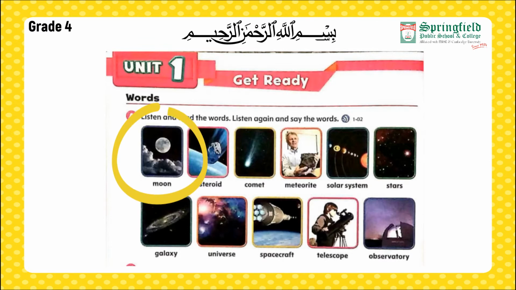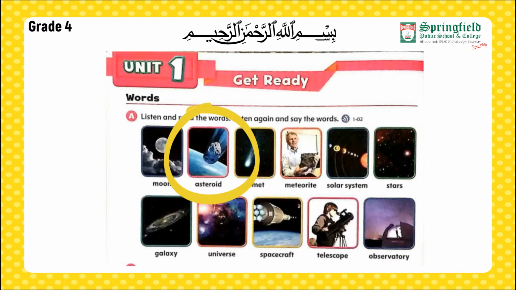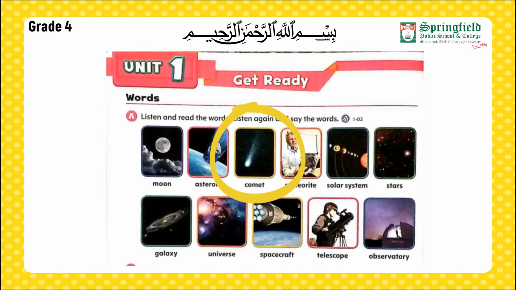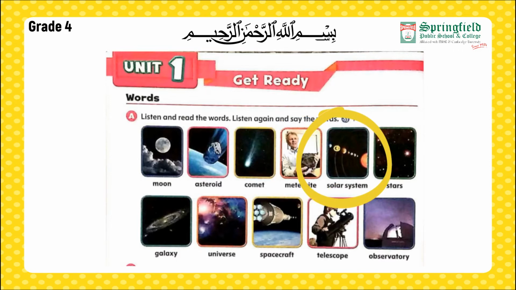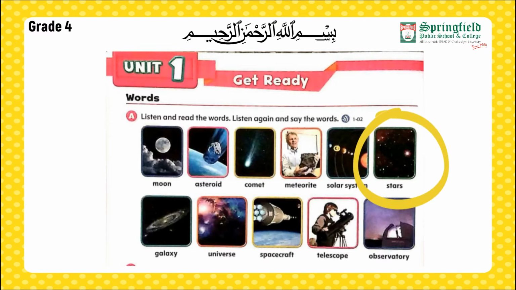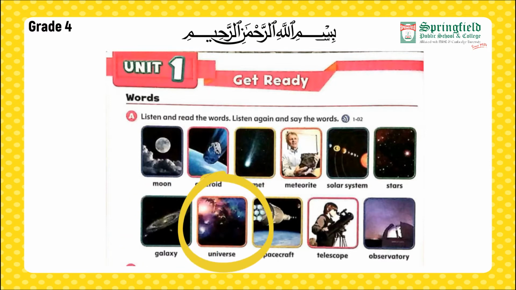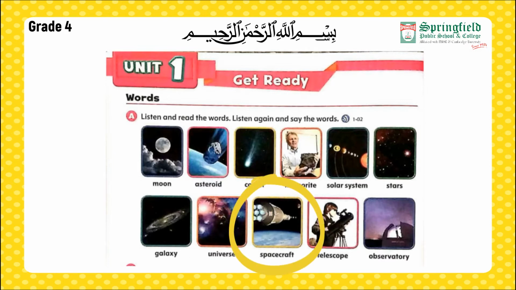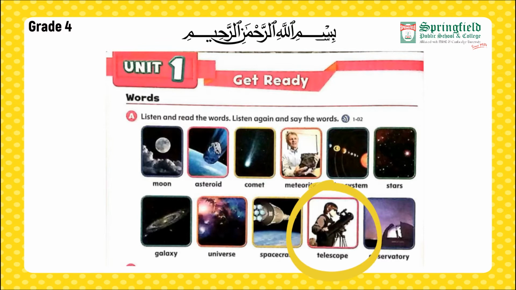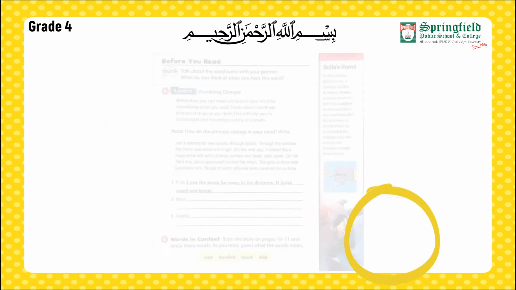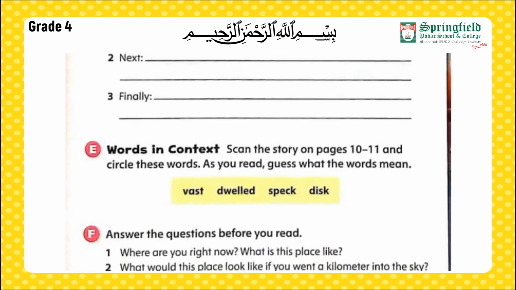Our first word is moon. Next word, asteroid. Comet. Meteoroid. Solar system. Stars. Galaxy. Universe. Spacecraft. Telescope. Observatory. Words in context. Scan the story on pages 10 and 11 and circle these words.